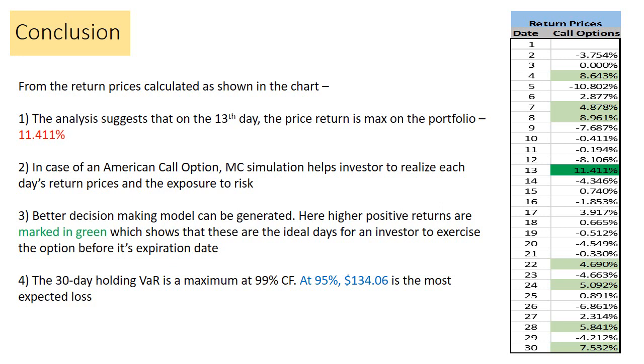This helps in a better decision making model and we can ensure that it is generated similarly. Here, higher positive returns are marked in green, which shows that these are the ideal days for an investor to exercise the option before its expiration date. The 30-day holding VAR is a maximum at 99% confidence. At 95%, $134.06 is the most expected loss.